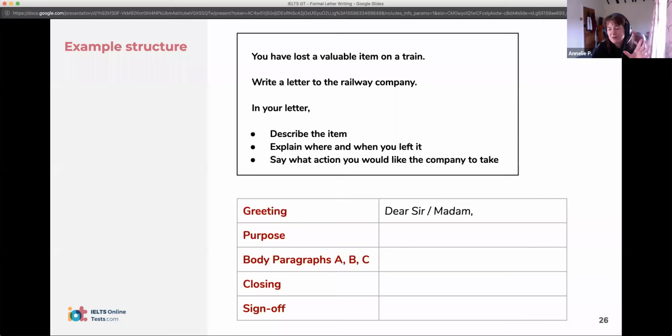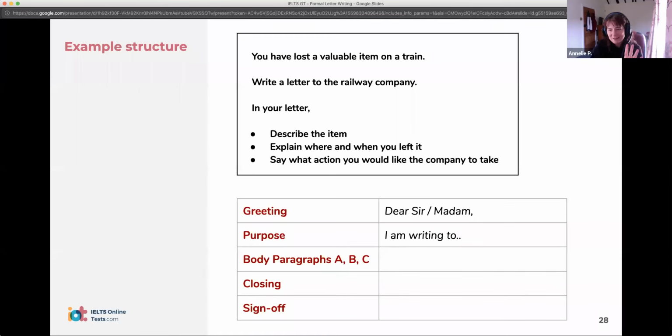Yeah, dear is fine in all letters. Okay. How do we introduce the purpose? Okay, yeah, so I am writing to, or I would like to. Okay. So yeah, again, quite simple, straightforward. Remember, these are conventions, which means they're standard, which means you don't want to mess around with them. Just use the ones that we're giving you here.